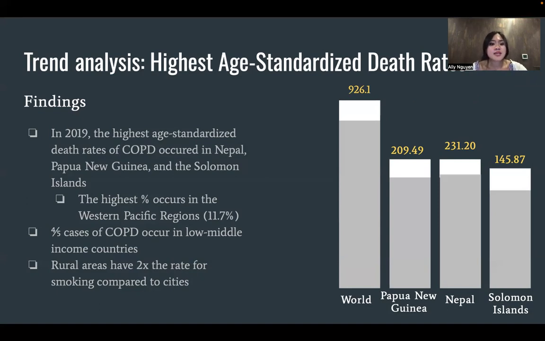Four-fifths of the COPD cases occur in low to middle income countries, and the smoking rates in rural areas are two times the rate as compared to cities, which can explain why COPD prevalence is very high in these areas.